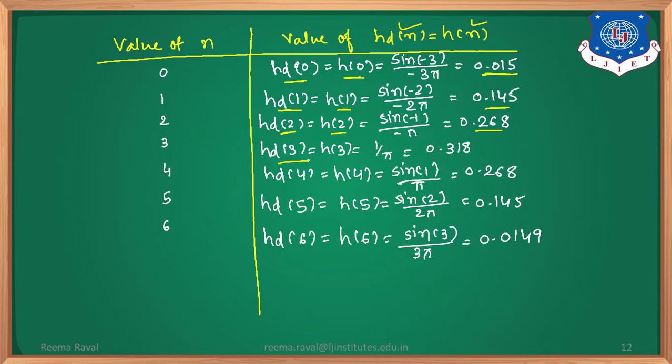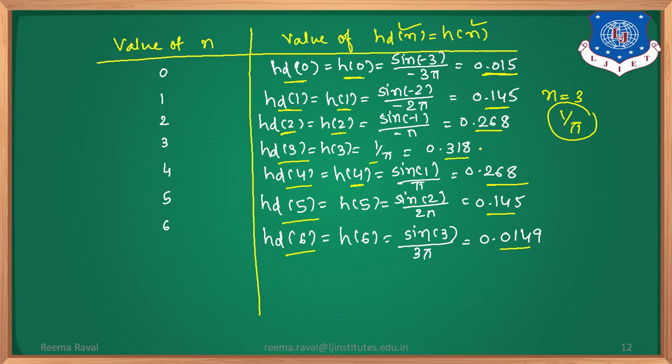Next value of n is 3. For that, we already know that we have taken the case n equals 3, for which we obtained the value 1 by pi, so that value will be 0.318. In the same way, for n equals 4, we take h of 4, which becomes sine 1 by pi, and the value will be 0.268. In the same way, we calculate hd of 5 and hd of 6. We will obtain 0.145 and 0.0149.